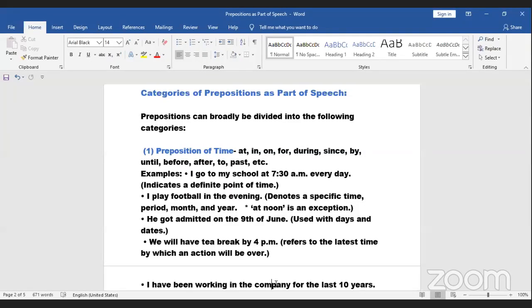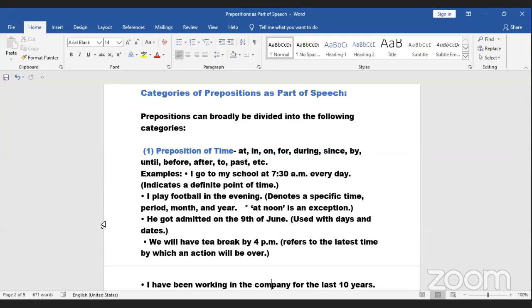Now, where to use "on"? See, "on" is used when I talk about a day or a date. On 8th November 1988, on Thursday, on Tuesday, on this day. All these things take "on".